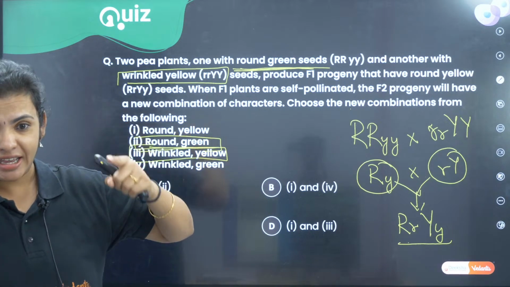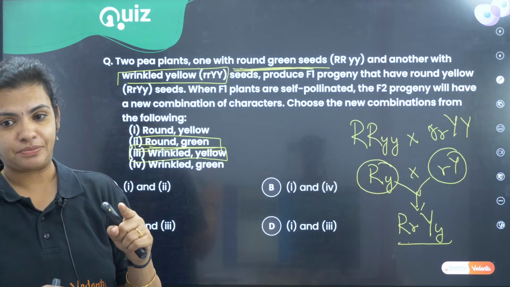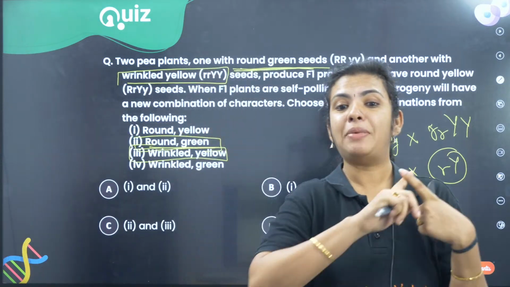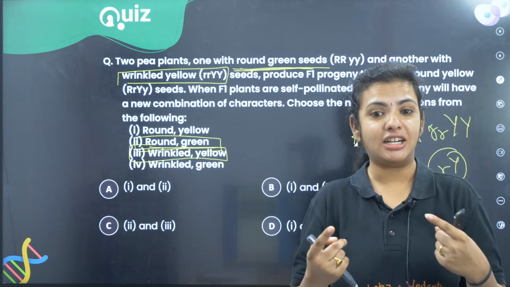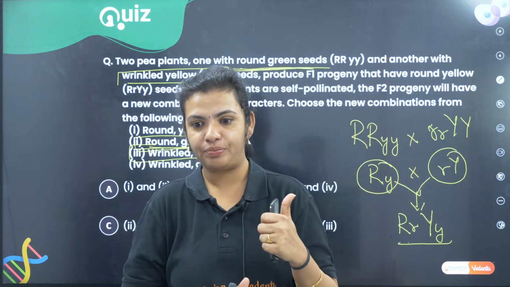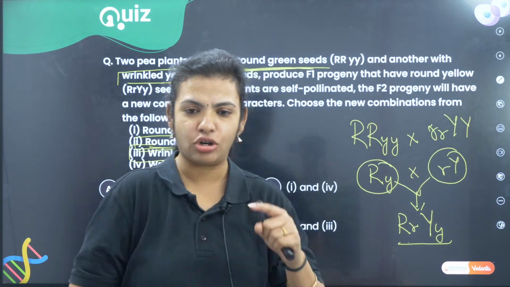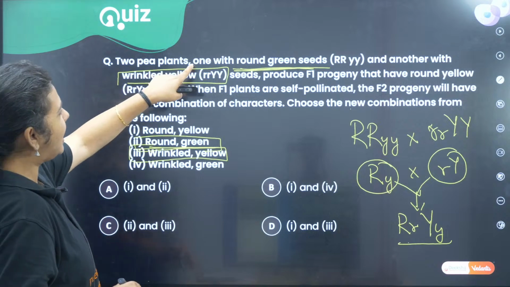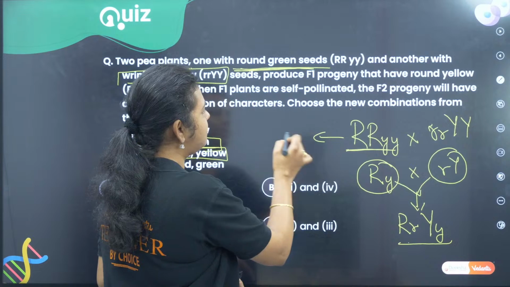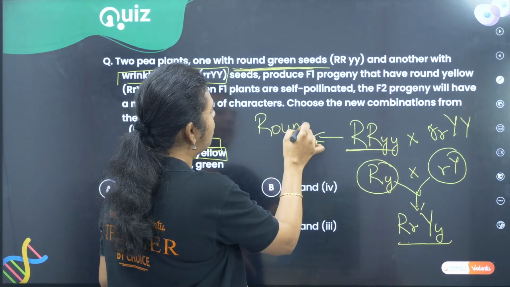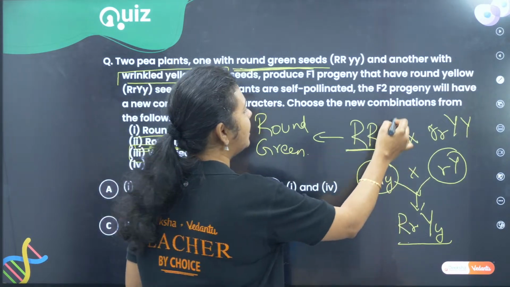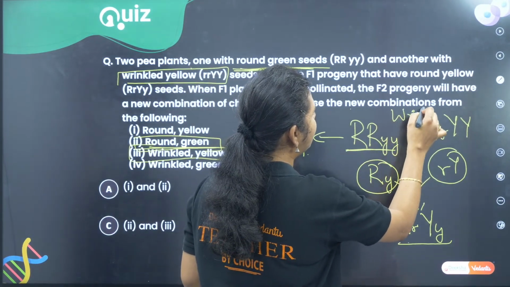So, your dihybrid cross question is round yellow, wrinkled green. But here, the mechanism is the same, but the parents are different. Parents are round green and wrinkled yellow. Correct? You don't understand this. Okay, look at the question, Purvika. So, we have two plants. This is round green. This plant has round green seeds. This plant is wrinkled yellow.